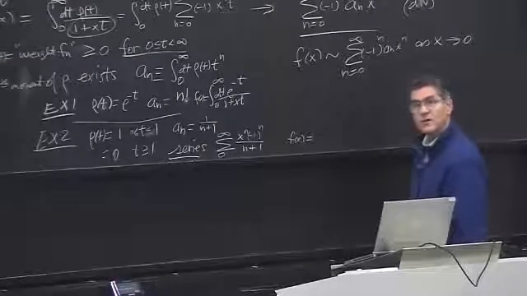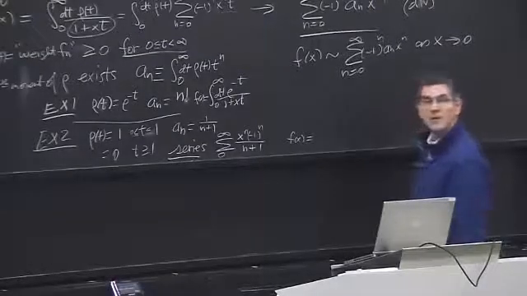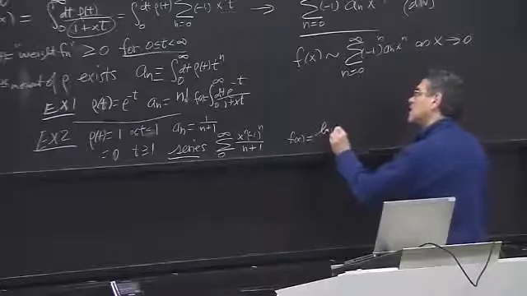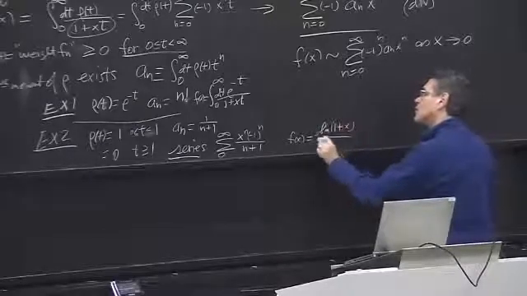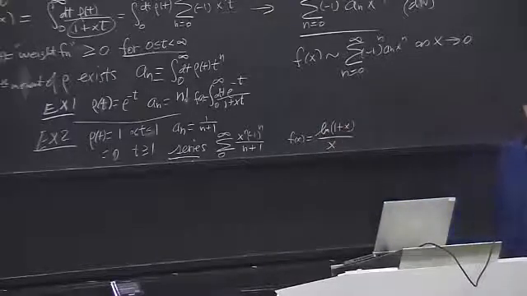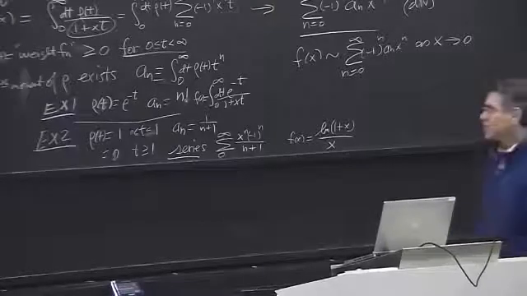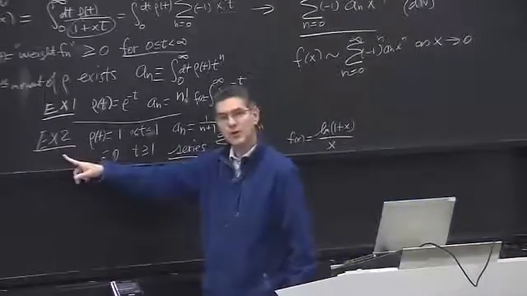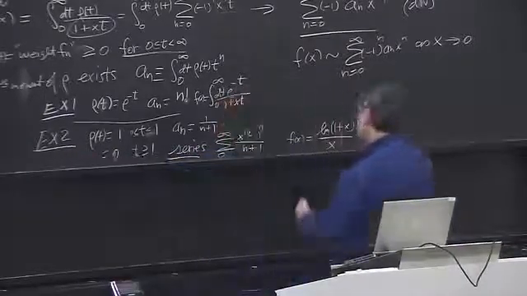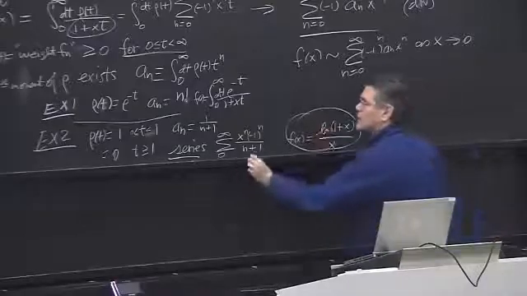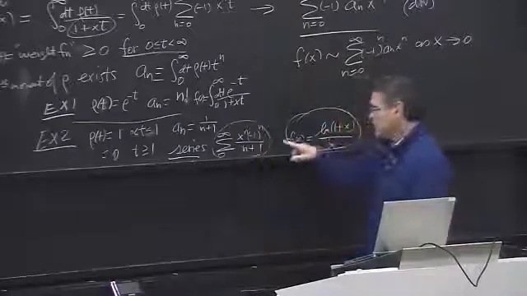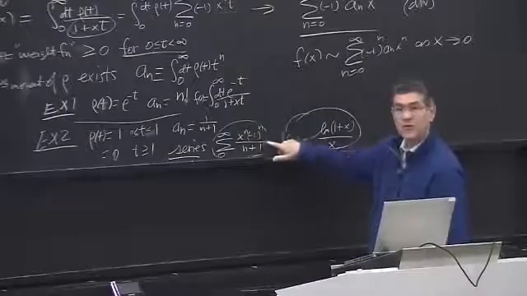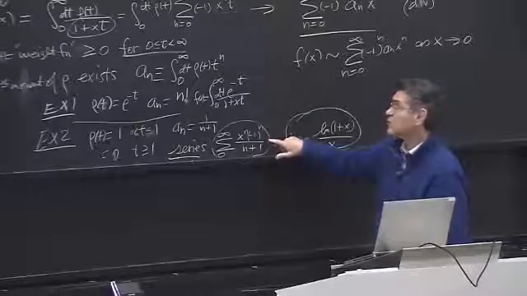Stieltjes function in this case? It would be log of 1 plus x over x. Okay? So this is an example of a Stieltjes function. This is a very simple example of a Stieltjes function and the corresponding Stieltjes series. And this function is asymptotic to that series. And this series actually happens to be convergent.